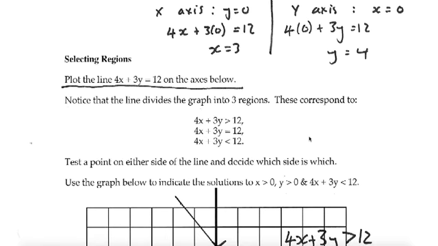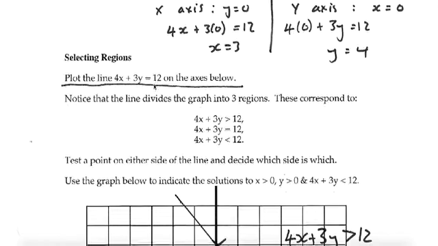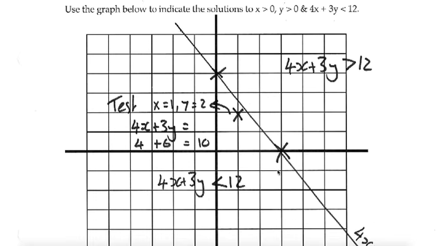These questions are not going to give you a problem like plot that line. They're going to say shade an area where 4x plus 3y is equal to 12. Now it's important to understand that the line 4x plus 3y is equal to 12 divides the graph into 3 regions.